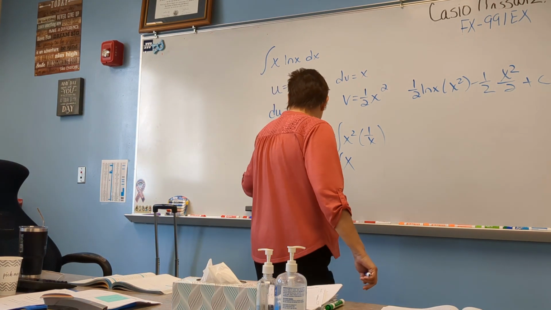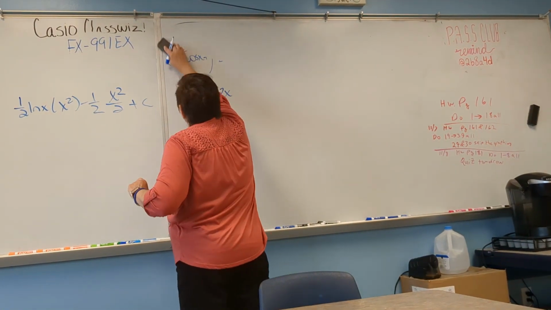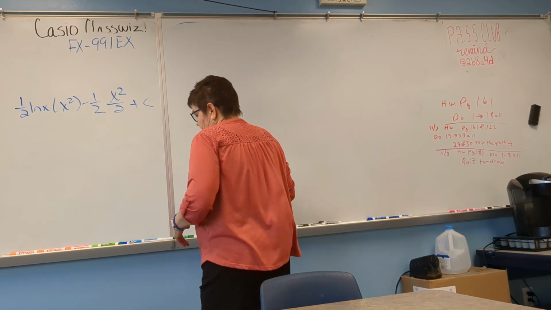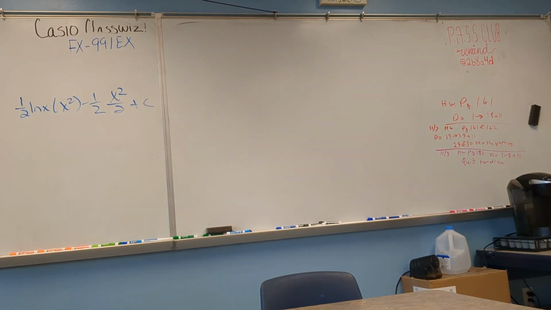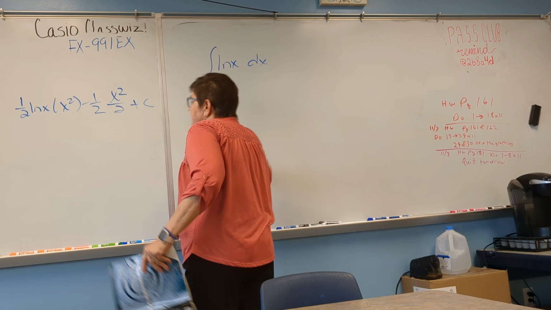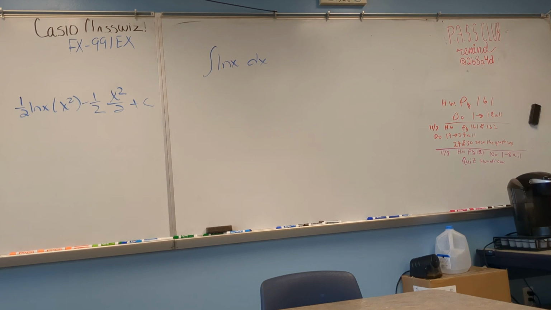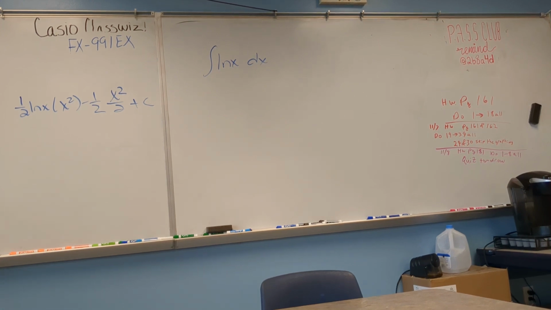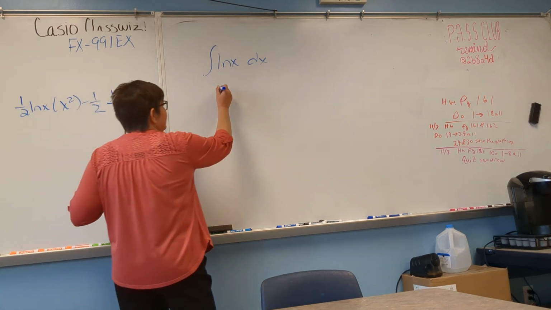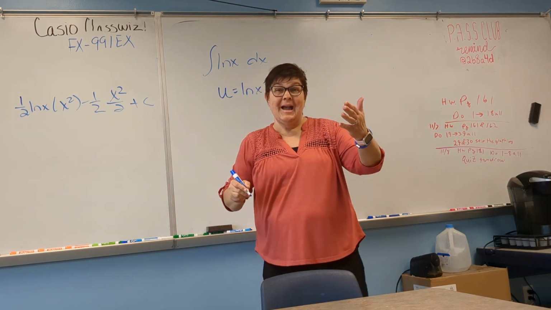Okay. What about this one? This one's a little tricky. We just got done saying there's no such thing as an integral of ln of x, right? Yeah. What's u? So u is ln of x. What's dv? 1 dx. Does that make sense?